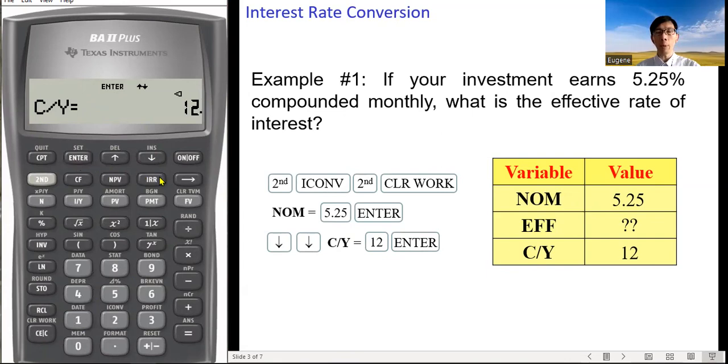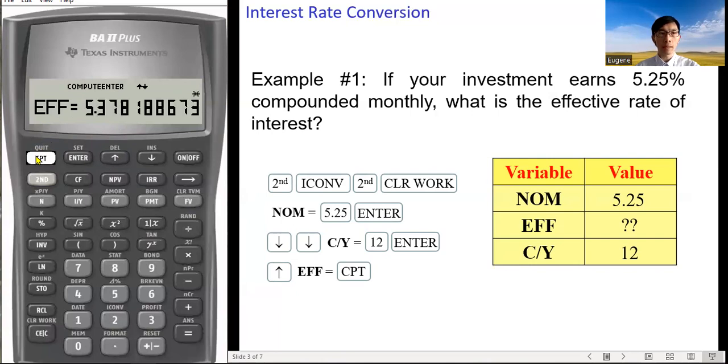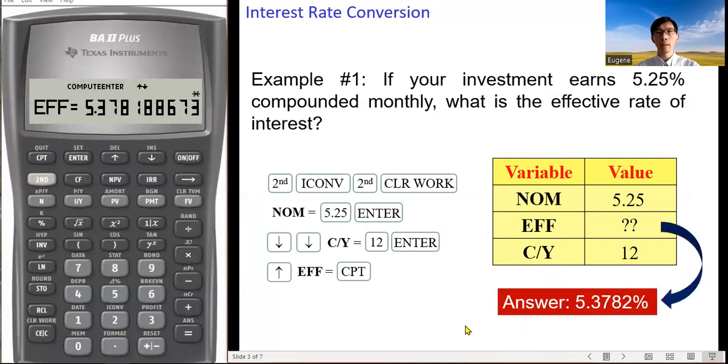Then we can press the up or the down arrow key to get back to EFF. Here I can press the up arrow key and directly get back to the variable EFF. Press the CPT, and then we get the answer. An interest rate of 5.25% compounded monthly is equivalent to an effective rate of 5.3782%.